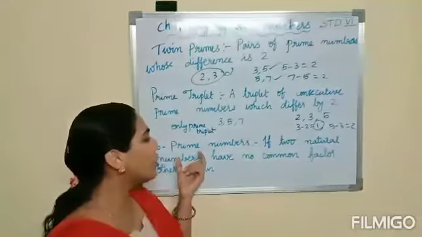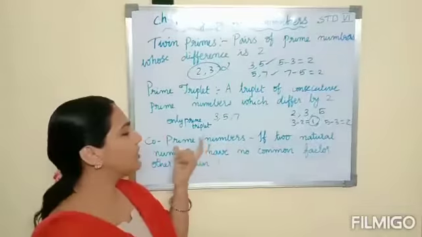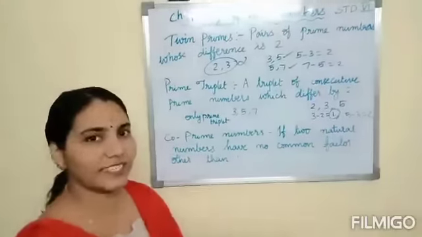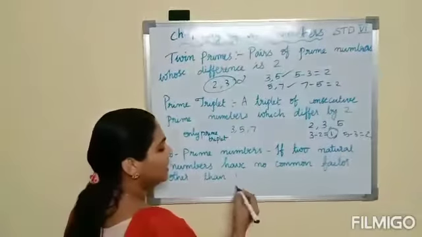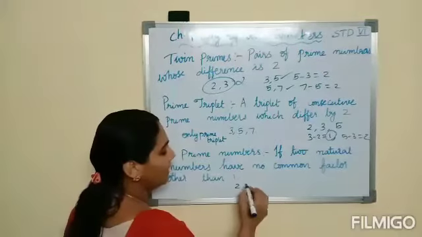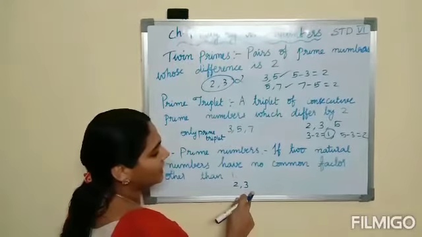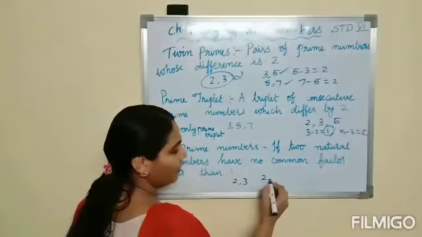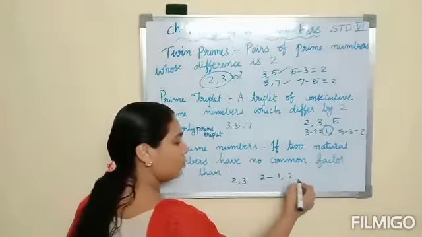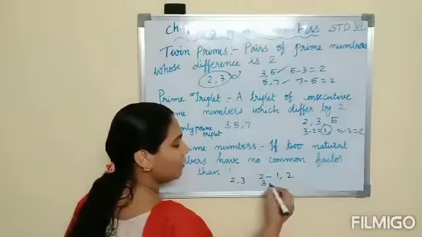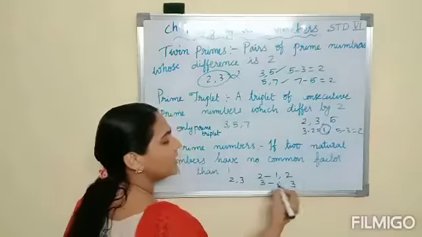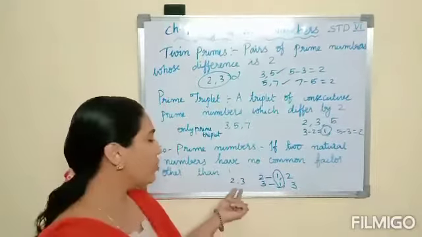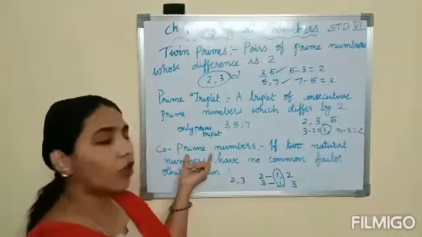Next one, co-prime numbers. What is a co-prime number? If two natural numbers have no common factor other than 1. So we are taking two natural numbers 2, 3. Which are the factors? Whether any common factors are there. If you are factorizing 2, what will you get? 1 and 2. If you are factorizing 3, what will you get? 1, 3. So what is the common factor there? 1 is the only common factor there. So 2, 3 we can say are co-prime numbers.